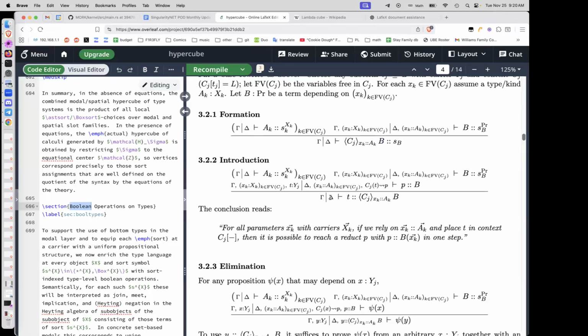Similarly, for the introduction, we add this bit, which says, if in a context where all of this stuff holds true, and we know that T in that context reduces to P, if that entails that P is of type B, then we say that T itself is of this modal type, a thing that when you put it in that context reduces to a P of type B, right?